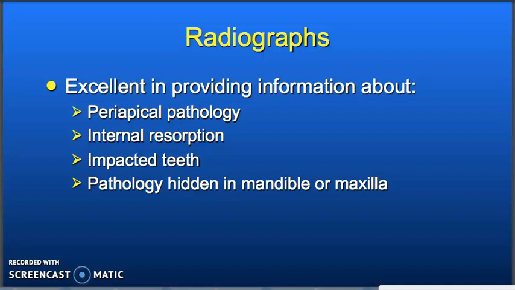Impacted teeth. Obviously, the dentist is going to need a radiograph to see any impacted teeth. We always think about third molars, but sometimes the maxillary canines can be impacted. So it's not always the third molars that we think about with impacted teeth. So there we could do a panorex, and you've been doing your reading about the extraoral radiographs. Pathology that's hidden in the mandible or the maxilla, so maybe in the bone, and we're going to talk about those probably next session. So the pathology sometimes requires a radiograph.